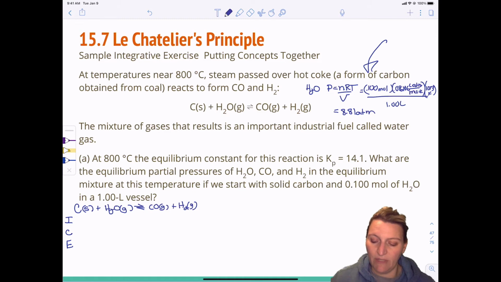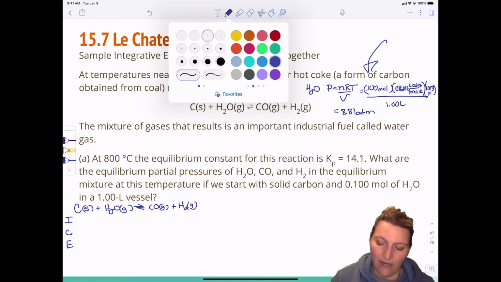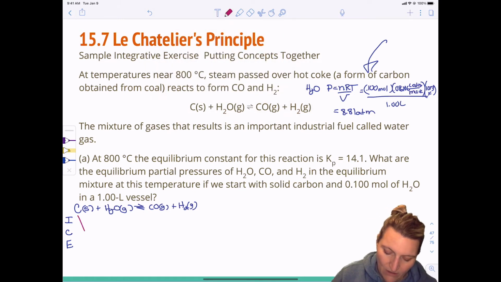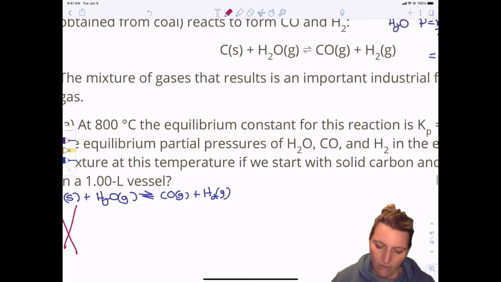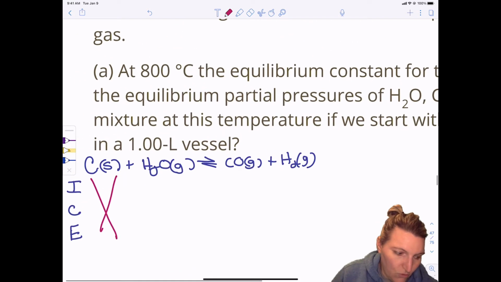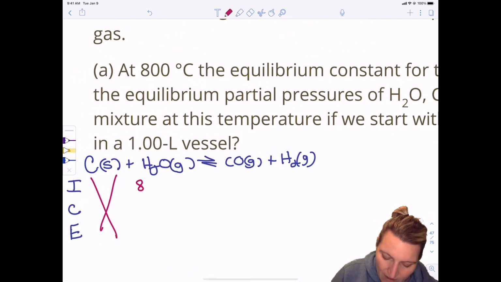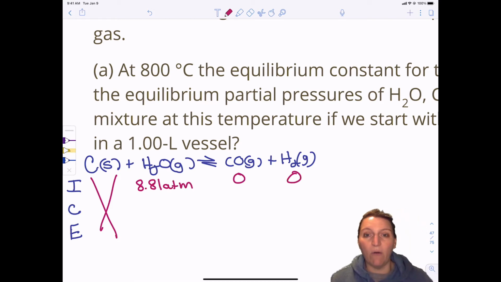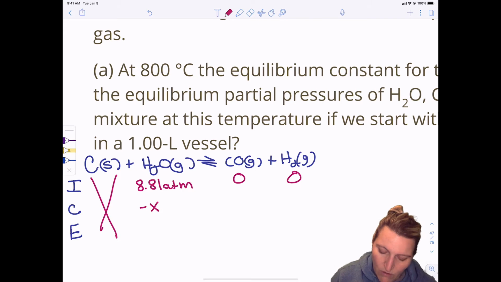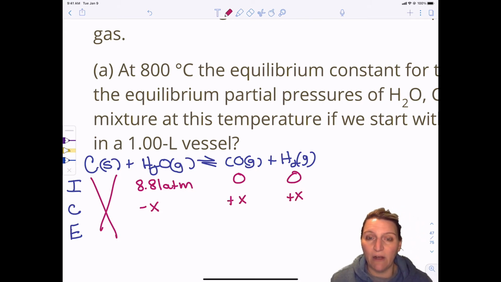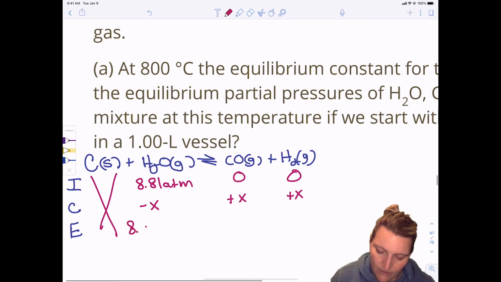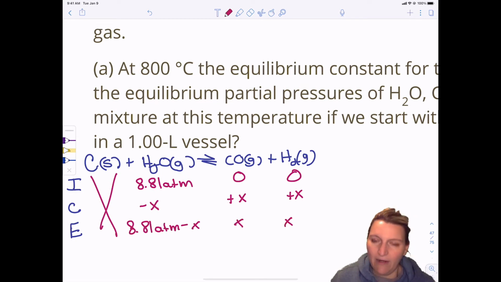And when I plug all those numbers in, I get 8.81 ATM, which means that my solid carbon, I'm not going to worry about. My H2O is going to be that 8.81 ATM, and I start out with 0 of those. And of course, this will go down by some value X, and these will go up by X, all the same X's because they all have the same coefficient. So 8.81 ATM minus X, and then X, and then X.